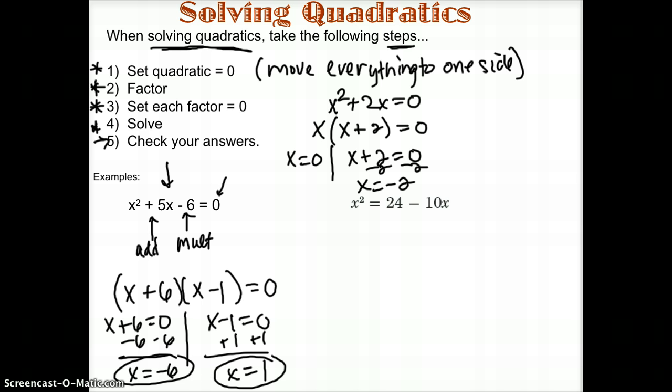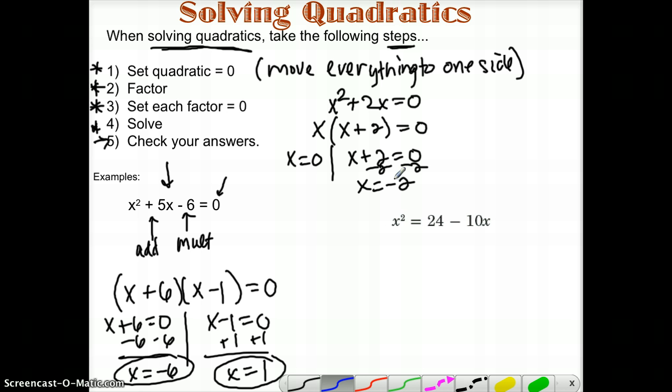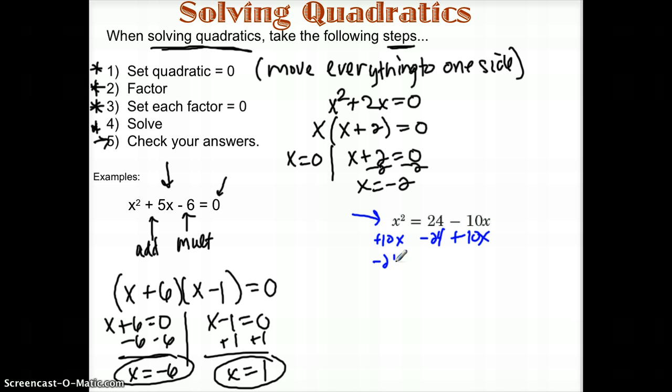Okay, this next example, right over here, let me move it down, try a different color. What you need to do here is step 1, you are not equal to 0, so we're going to move everything over. I'm going to add the 10x over to here, and minus the 24. So I have x squared plus 10x minus 24 equals 0. That was step 1. Step 2, we factor. What multiplies to give you negative 24 that adds to give you positive 10?